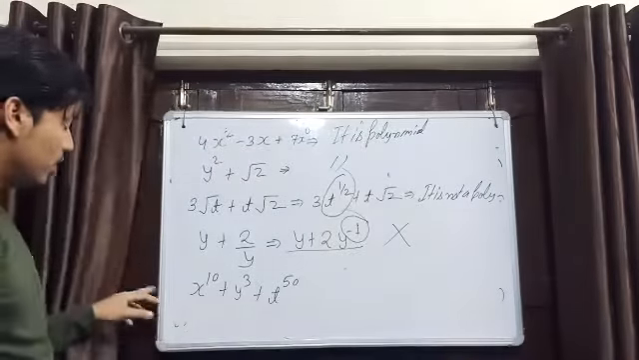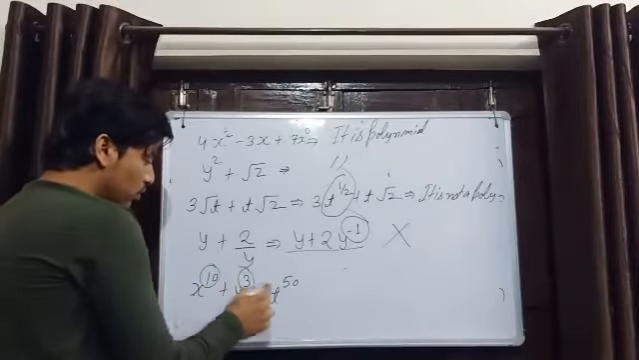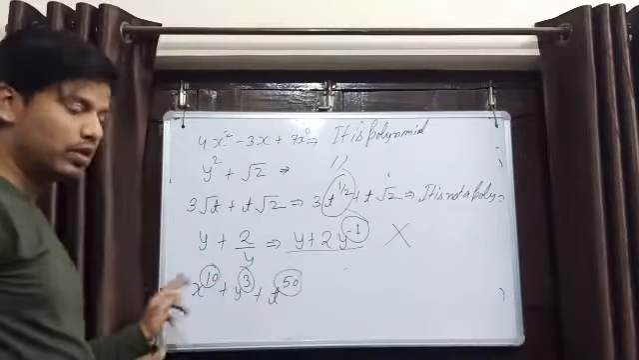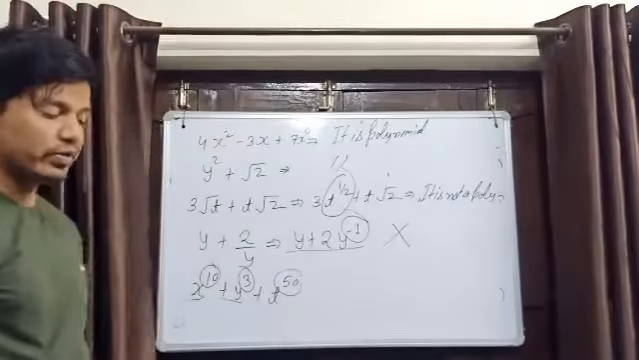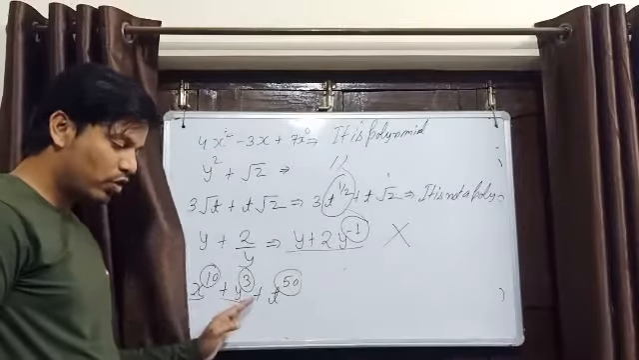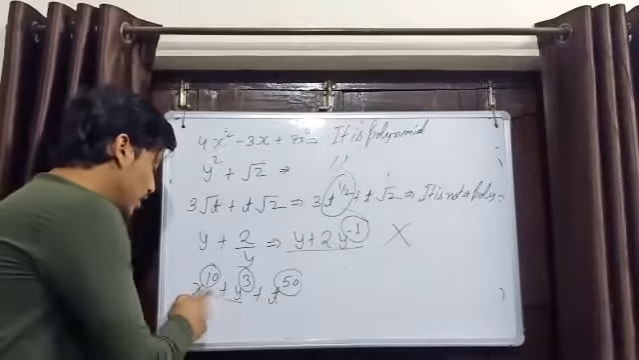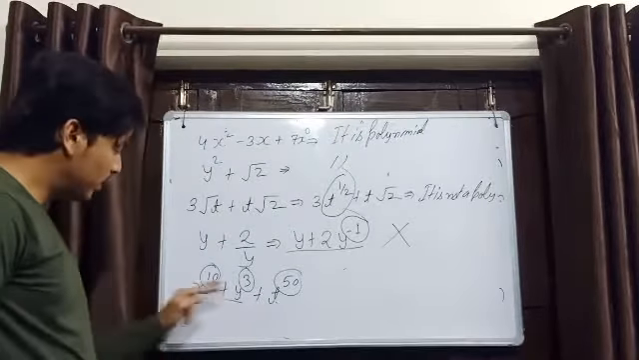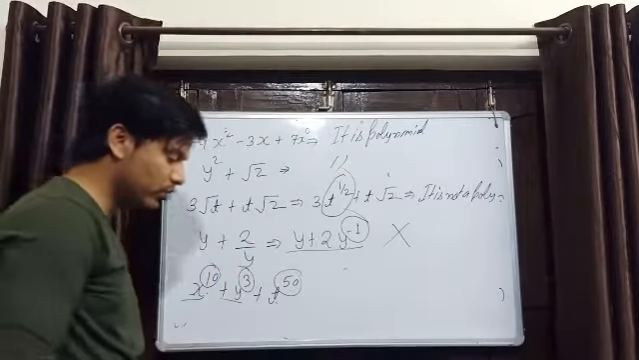Let's take this example: x to the power t, y to the power 3, t to the power 50. Yes, these powers are whole numbers, but this is a polynomial in three variables, x, y, and t. It is a polynomial, but a polynomial of three variables.